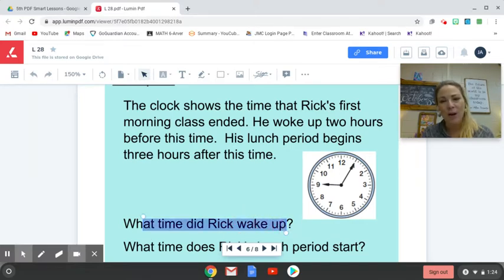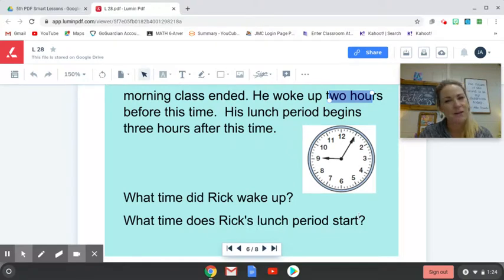I don't know about you, but in problems like this where they state a lot of stuff, I literally have to stop and go back and reread to really make sure I understand what they're asking. So what time did Rick wake up? It says this clock shows what time his morning class ended. He woke up 2 hours before this time. So my first step is identifying what time this says exactly, and then I need to back that up 2 hours. As I'm looking at this, I can see that the clock says it's 9:05. If I back that up 2 hours, Rick woke up at 7:05.